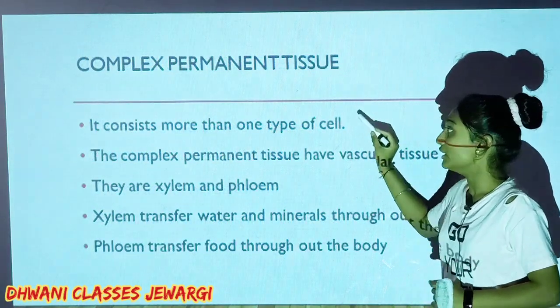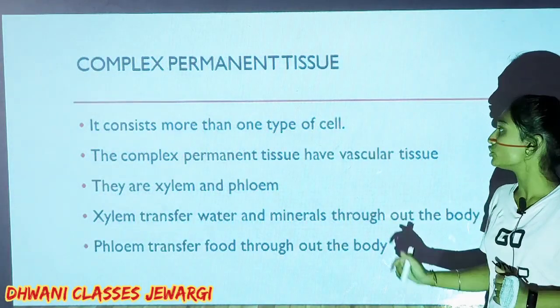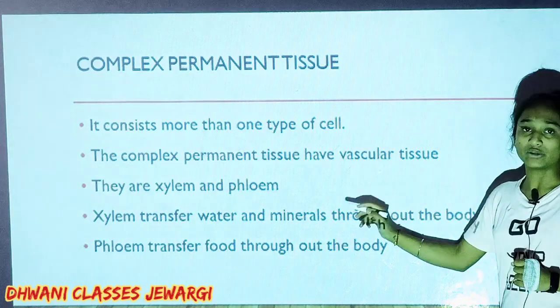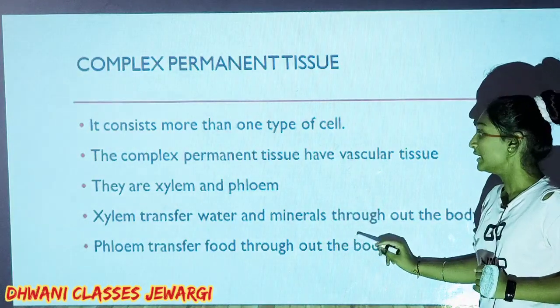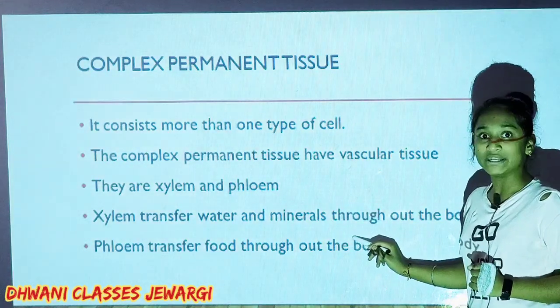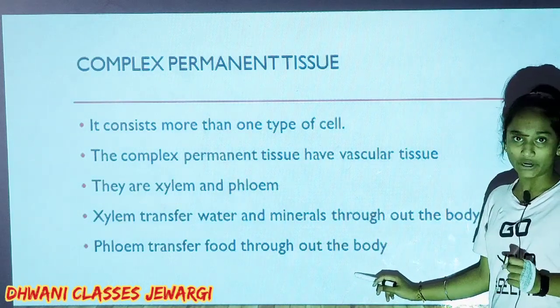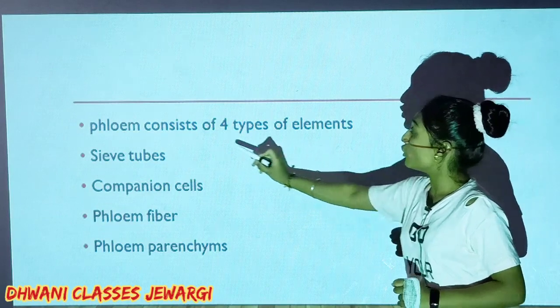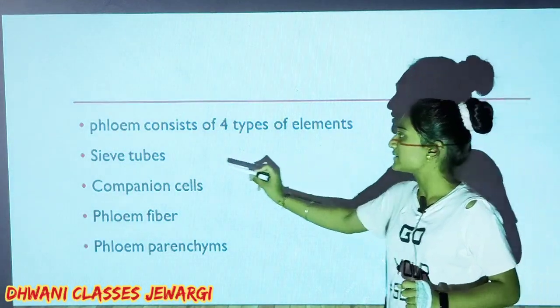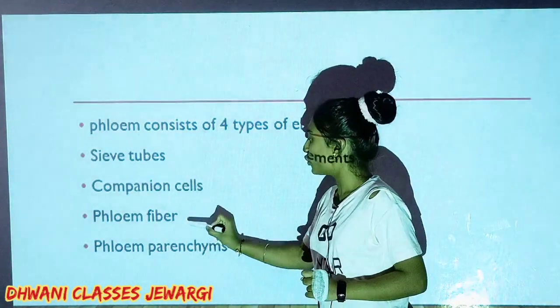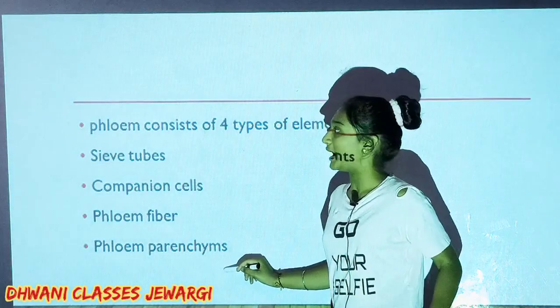Complex permanent tissue consists of more than one type of tissue. They have the vascular tissues, known as the xylem and the phloem. Xylem transfers water and minerals throughout the plant, and the phloem transfers food throughout the body. Phloem consists of four types of elements: sieve tubes, companion cells, phloem fibers and the phloem parenchyma.